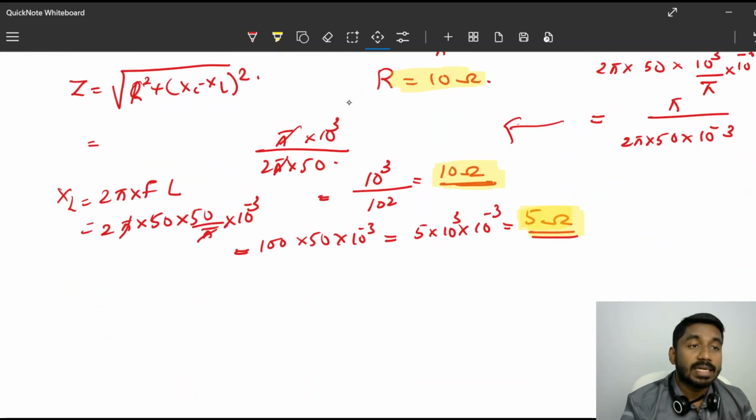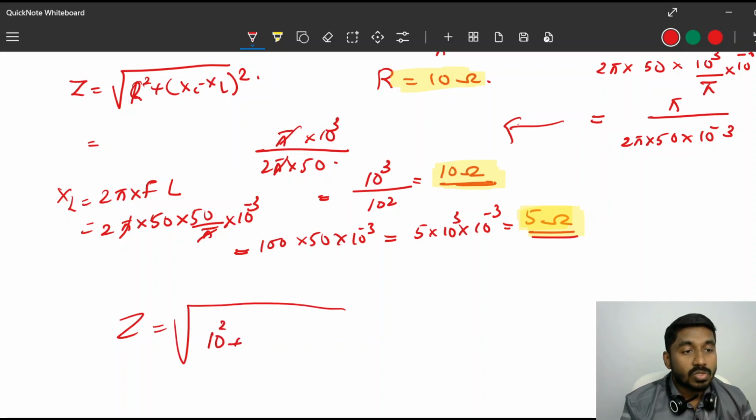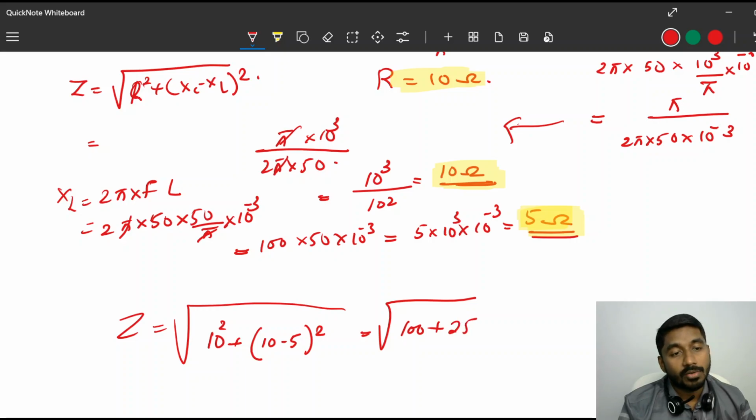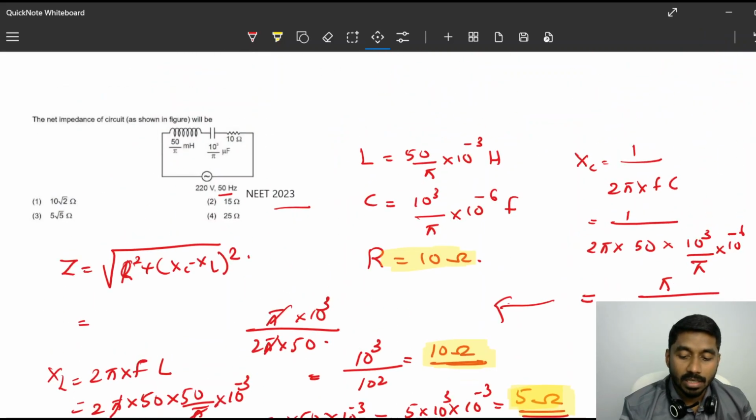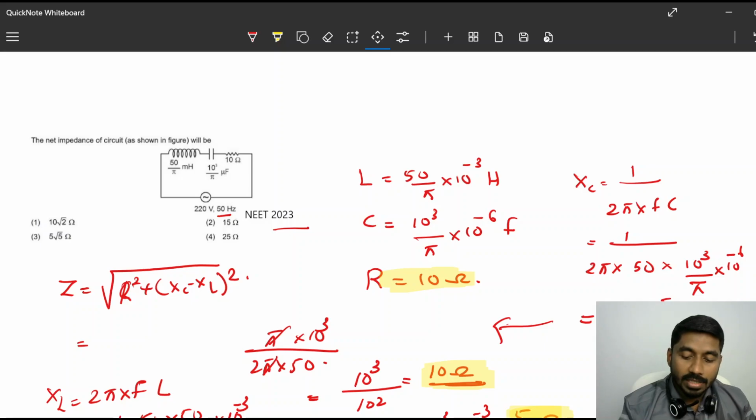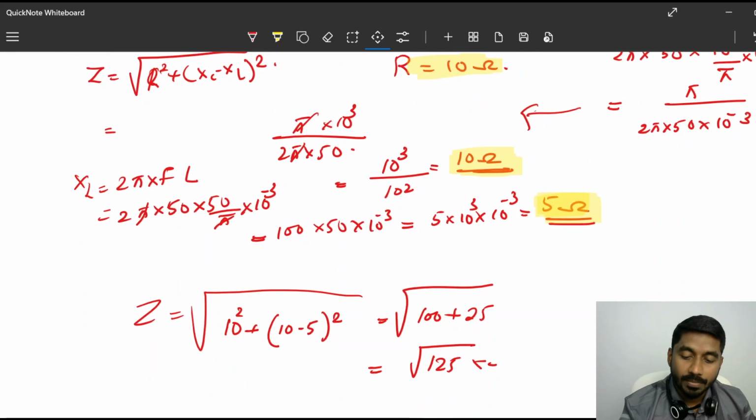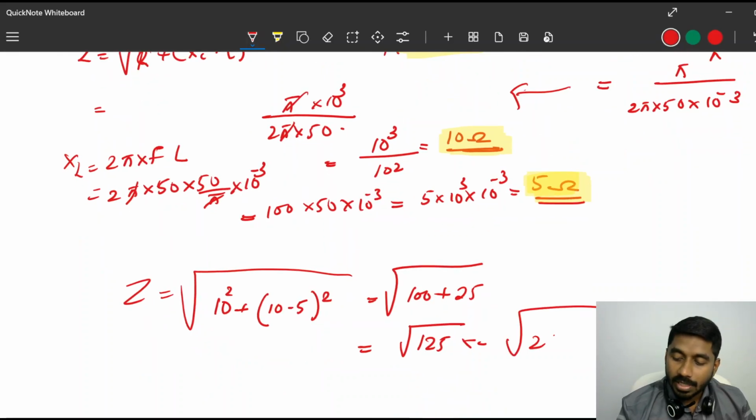Now let's find the Z. It is very simple. So Z is equal to root of R square, 10 square, plus (XC minus XL), or (XL minus XC), it will be 10 minus 5, the whole square. You will get 100 plus 5 square, which is 25. So you will get 125. In the options, we can write 125 as 25 into 5. Root 25 is 5, so root 5 is left, and the answer is 5 root 5.